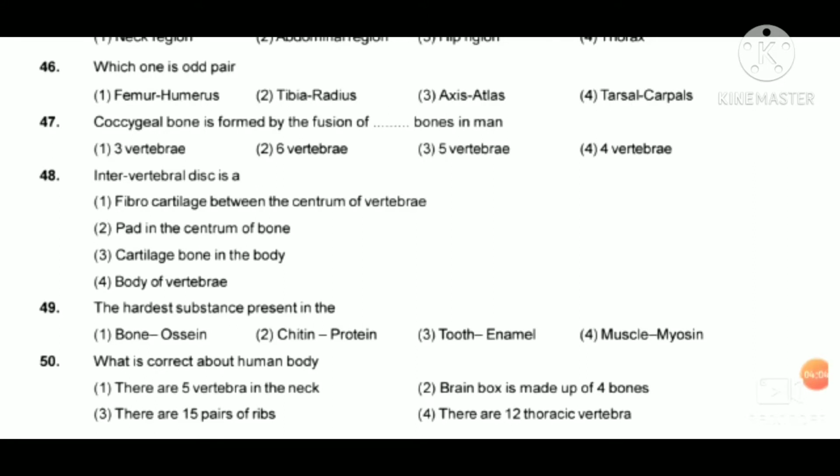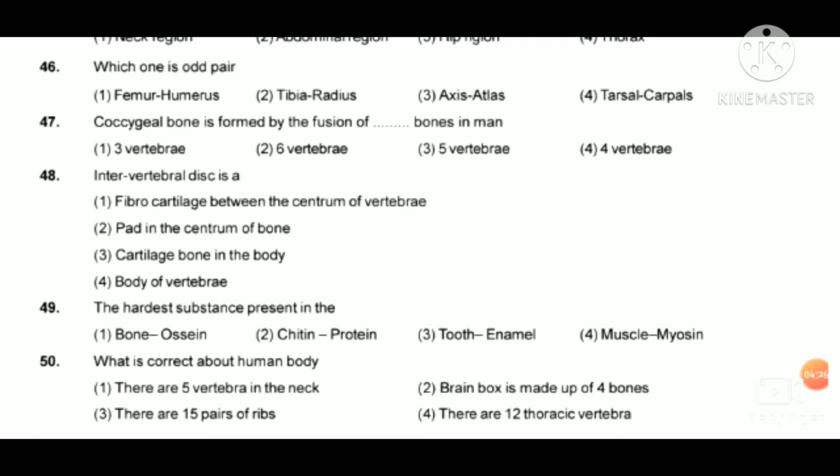Next is question number 49. The hardest substance is present in: number 1 in bone, ossein, number 2 in chitin, protein, number 3 in tooth, enamel, number 4 in muscle, myosin. We all know the hardest substance is present in the tooth, which is enamel. So the answer is option number 3, tooth enamel.